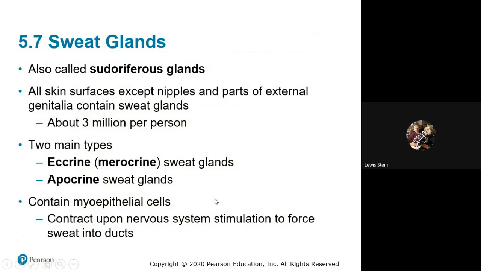Different kinds of glands. Glands differ based on what they make. Every time I move, my back goes like this. Okay. So there are 3 kinds of types of glands.